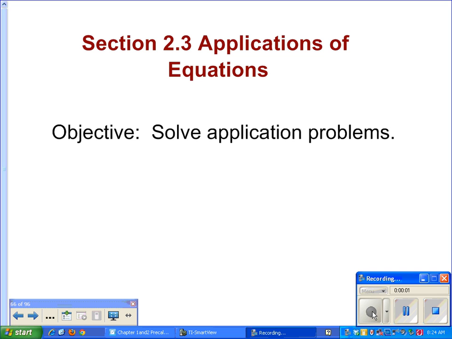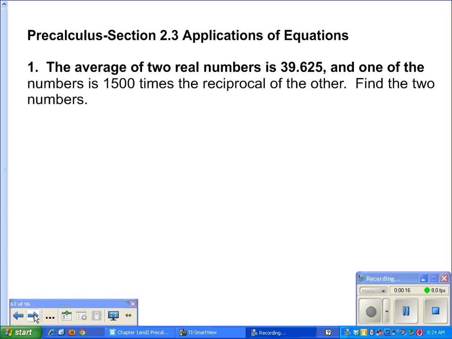Section 2.3 is applications of equations, and we're going to be solving application problems in this section. A lot of review of Algebra 1 and Algebra 2 stuff, and just in some applications. So we're going to work through 8 problems here in this section to get you started.